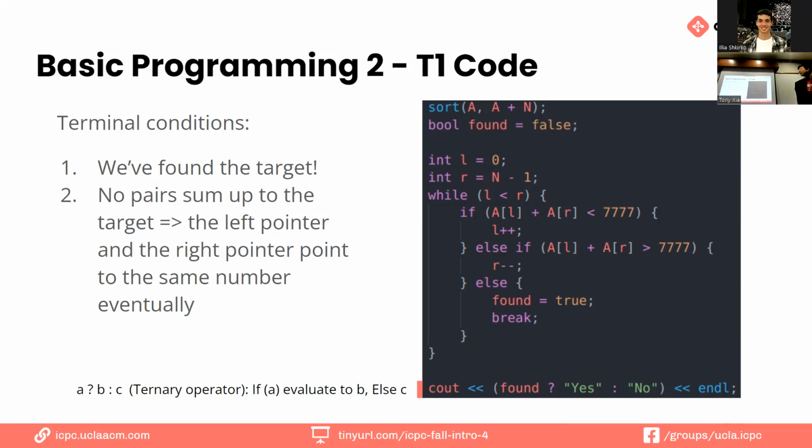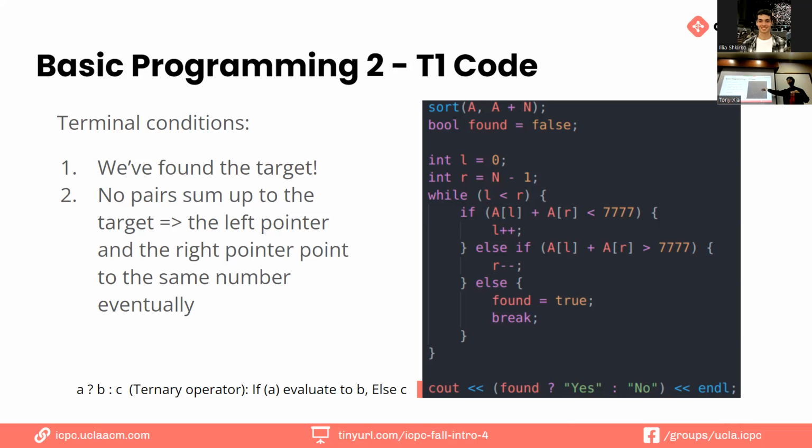Right, on the right side, I have the implementation of the solution posted here. So at first, you want to sort the array using the sort function in C++, and then you set a Boolean flag, basically telling you whether or not you've already found the pair of numbers you want. And then you initialize the left pointer to 0 and the right pointer to n-1, while the two pointers are still pointing at different numbers.